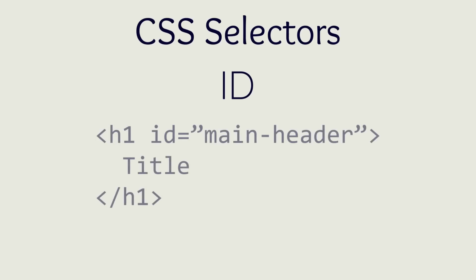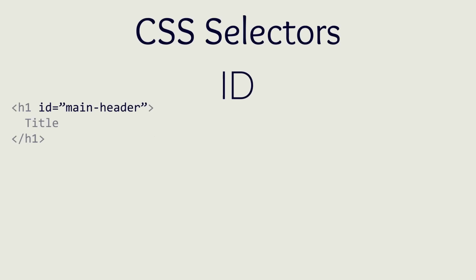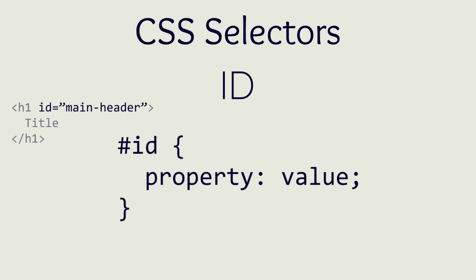The last common selector is the ID selector. The ID selector is very similar to the class selector in that it is an HTML attribute, but an element can only have one ID while it can have multiple classes. An ID also should be unique across the entire web page, but HTML does not actually enforce this. To use an ID as a selector, you simply need to use a # followed by the ID name, much like how classes use a period followed by the class name.